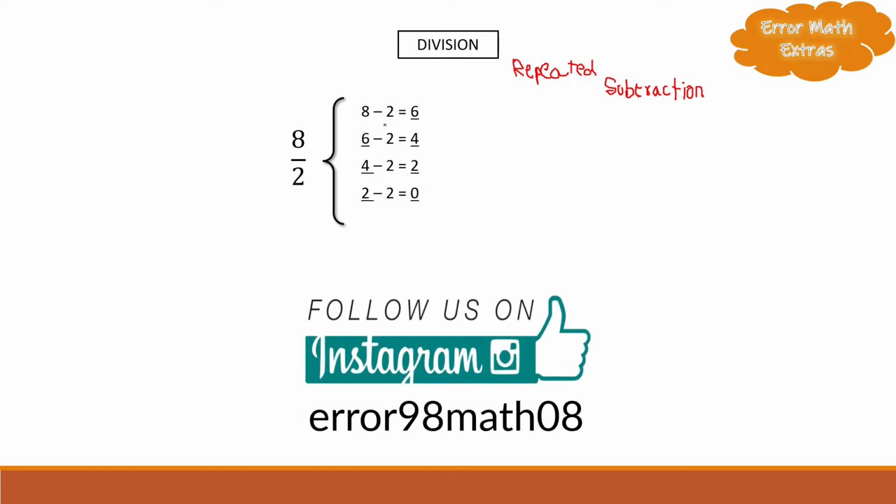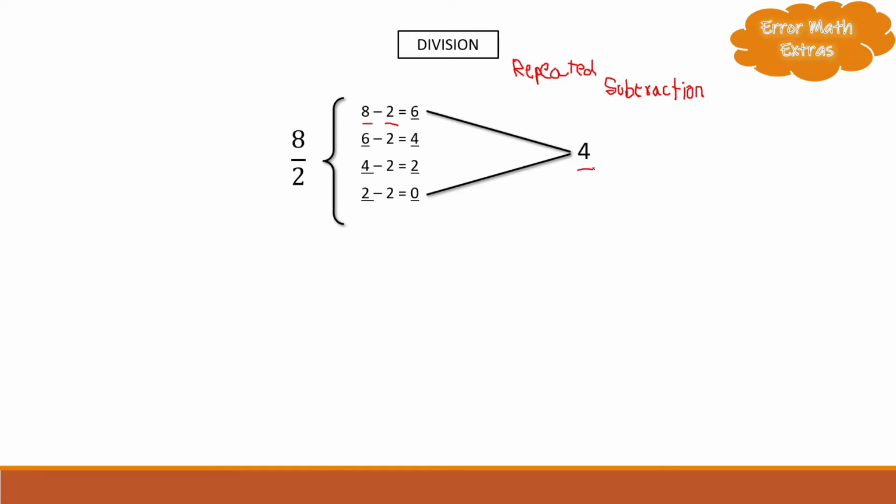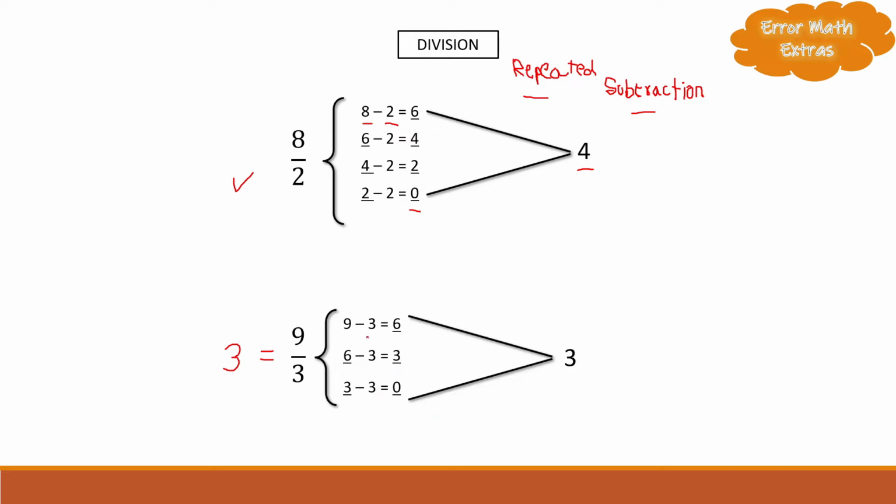Did you see what we just did here? We subtracted 2 from 8 and we did this 4 times until the answer became 0. That is what division is: a repeated subtraction. We will take one more example. Here, 9 by 3, which we know is equal to 3. And according to this, we can write it as 9 minus 3, 6. 6 minus 3, 3. And 3 minus 3 equals 0. Again, we subtracted 3 from 9 until it became 0.